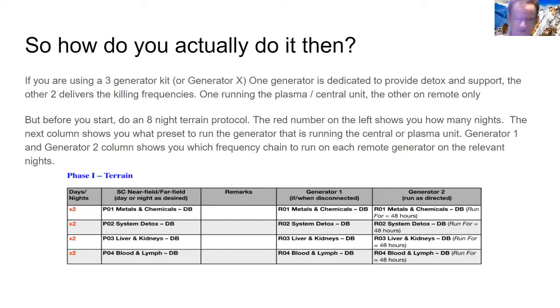I don't know whether you guys can see where my mouse pointer is. You can see that on the left-hand side it says days and nights. The second column is labeled Spooky Central, near field versus far field. Now that's when you have the plasma tube really near to your body, or you have it a bit further away. Near field is within 6 inches of the tube itself, and that's where most of the killing happens.